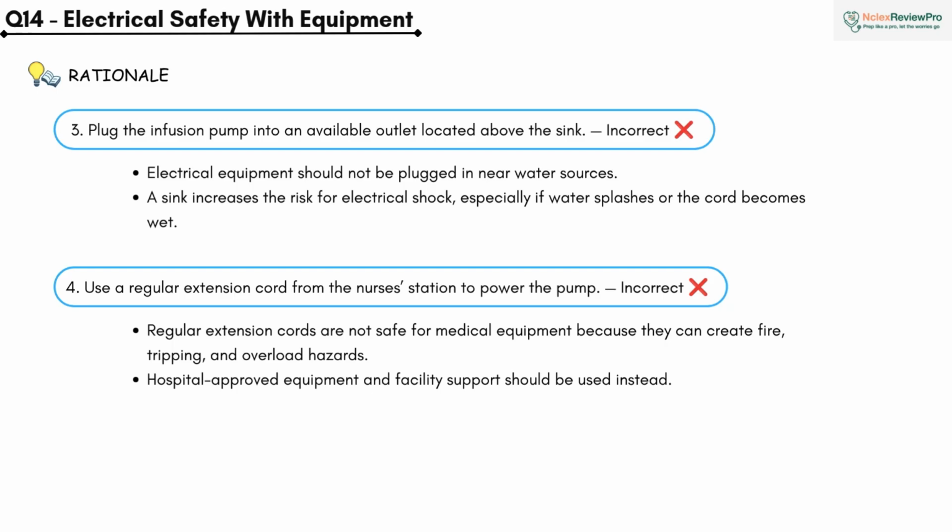Option 4 says, use a regular extension cord from the nurse's station to power the pump. This is incorrect. Regular extension cords are not safe for medical equipment. They can create fire hazards, tripping hazards, and overload risks. Hospital-approved equipment and facility support should be used instead.